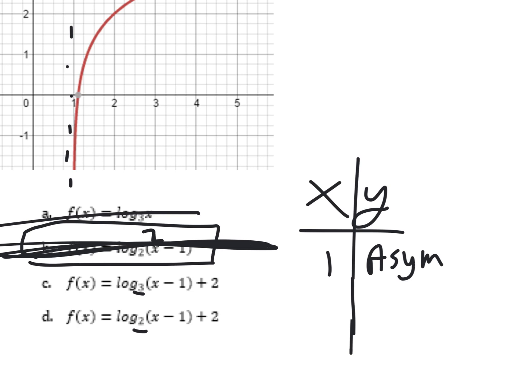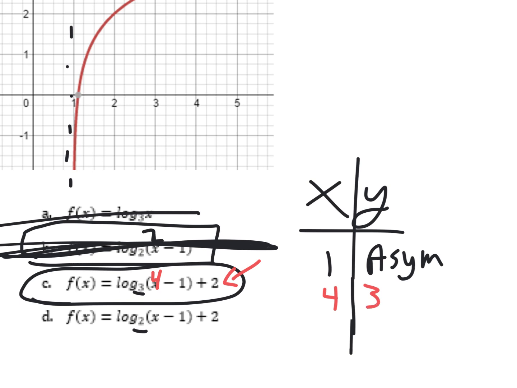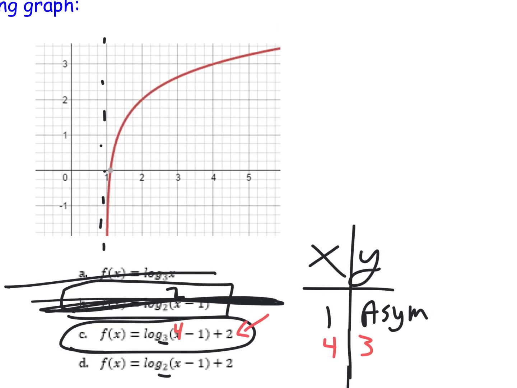Let's try and find another point, but let's assume for a second it might be this one. So find a point on it and let's see if it matches. 4. Okay, we put in a 4. And if I put in a 4 here, I have log base 3 of 3. Yay! And now what's that equal to? 1 plus 2, 4 comma 3. Does that match up with the graph? 4 comma 3 right there. Boom, nailed it. I think that's probably it.